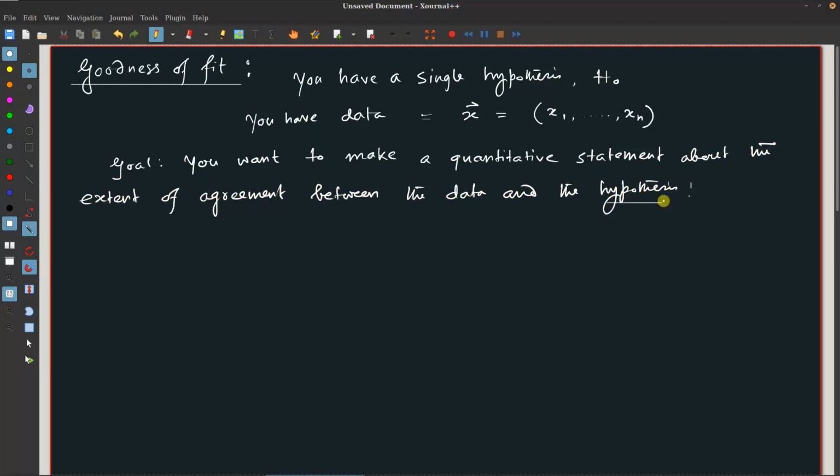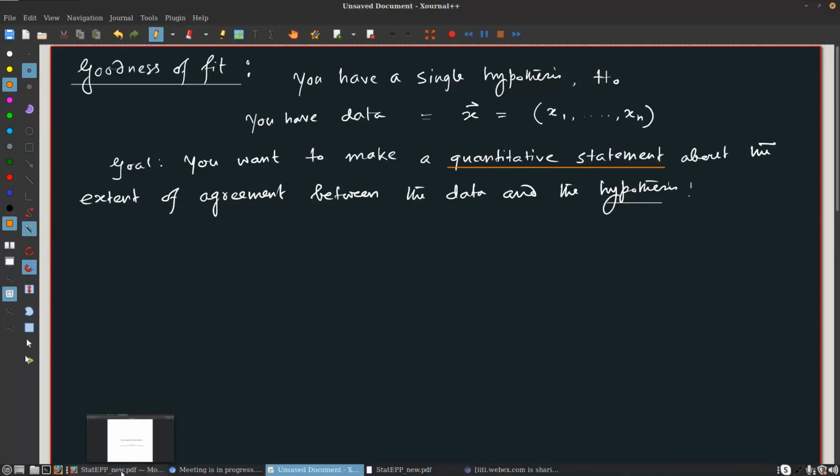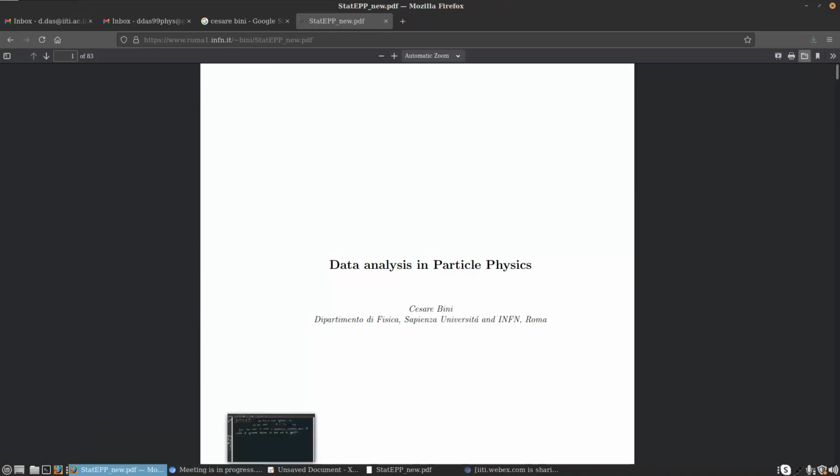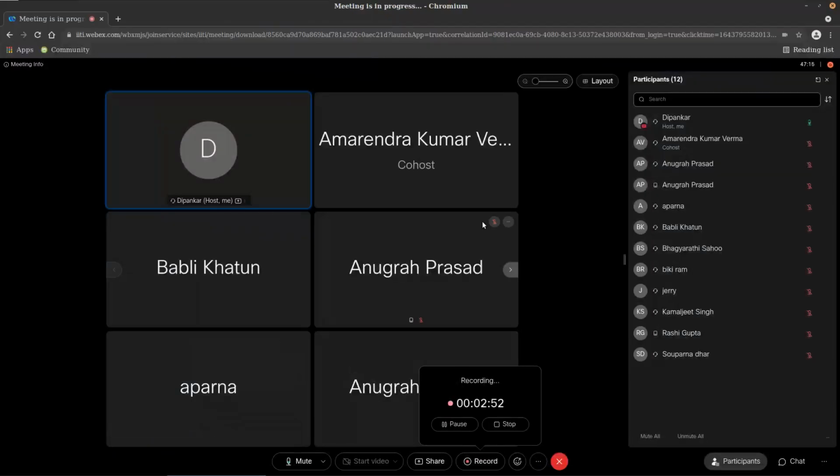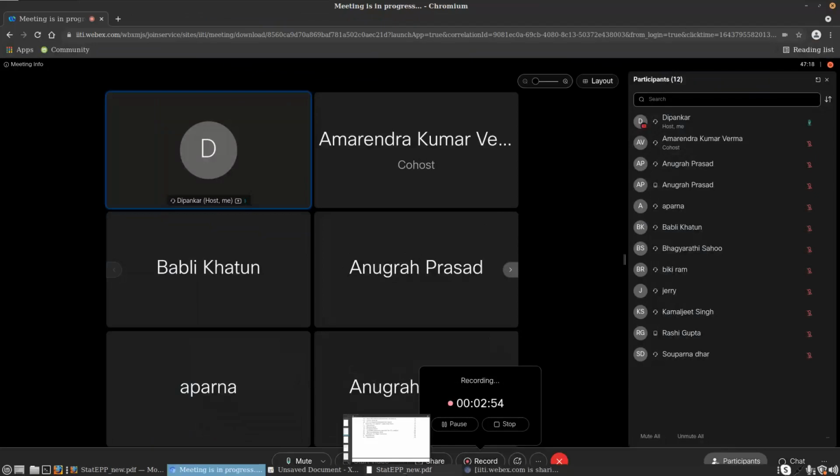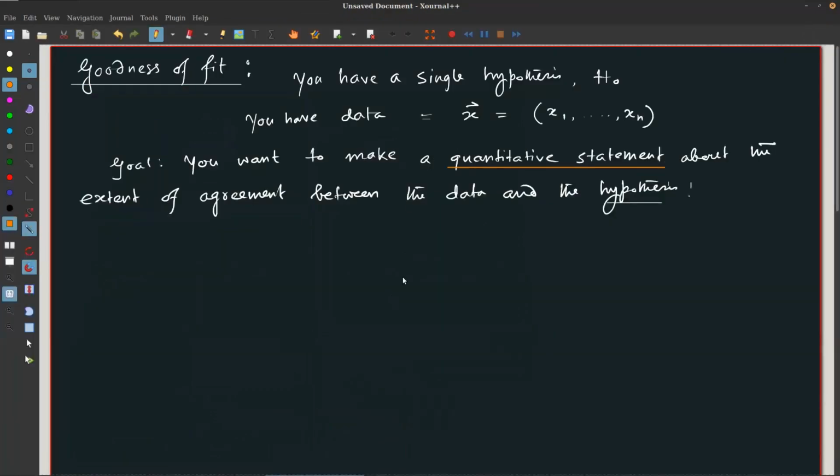So this term is very important. This is a quantitative statement. It's not a qualitative statement, like it more or less agrees or it does not agree. It's not a statement of that kind. The statement needs to be quantitative because we want to assign a number to the extent of agreement to your hypothesis.